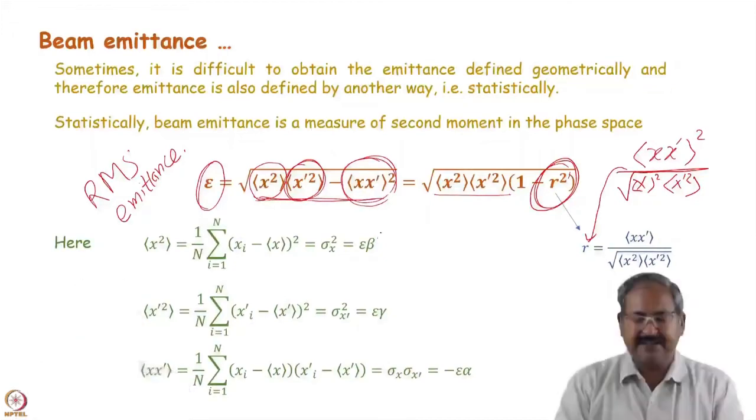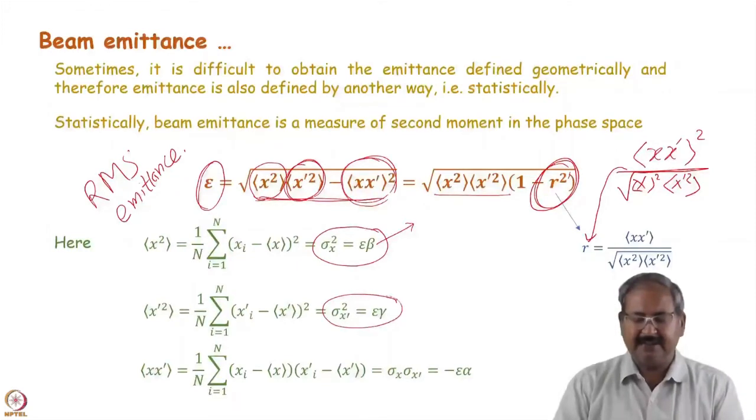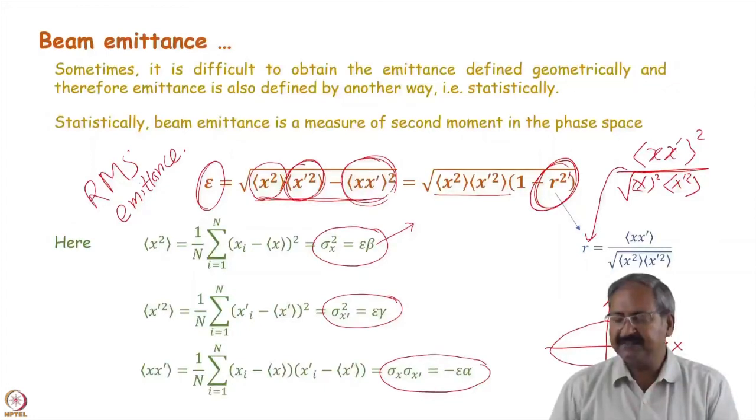So now this beam size is defined by emittance beta. So beta has the physical meaning defining the beam size, gamma has the physical meaning defining the beam divergence, and alpha has the physical meaning that it correlates between the beam size and divergence at that location. So it gives the tilt of the ellipse. If alpha is 0, it means the ellipse is not tilted. Ellipse is not tilted means the major axis and minor axis of the ellipse coincide with the coordinate axis. This is the case when alpha is 0.